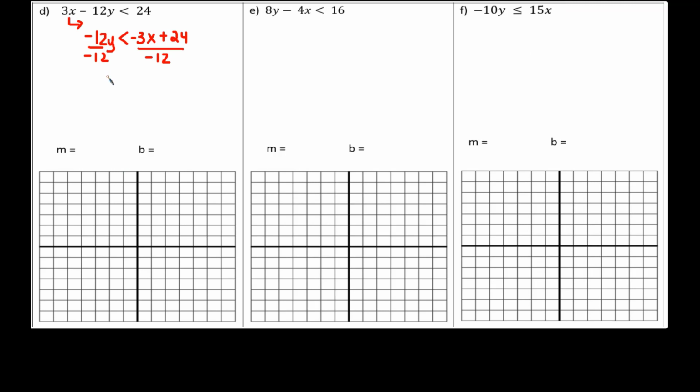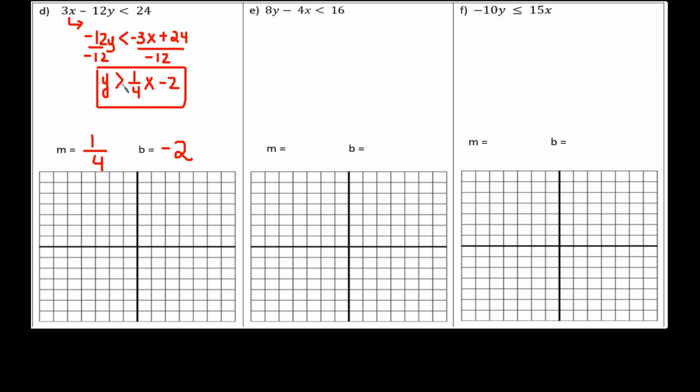So we click right there. This would be y. The inequality sign flips. -3 divided by 12 is 1/4 x. And 24 divided by -12 is -2. So right there we have the y alone, and we can identify our slope, which is 1/4, and our b is -2.